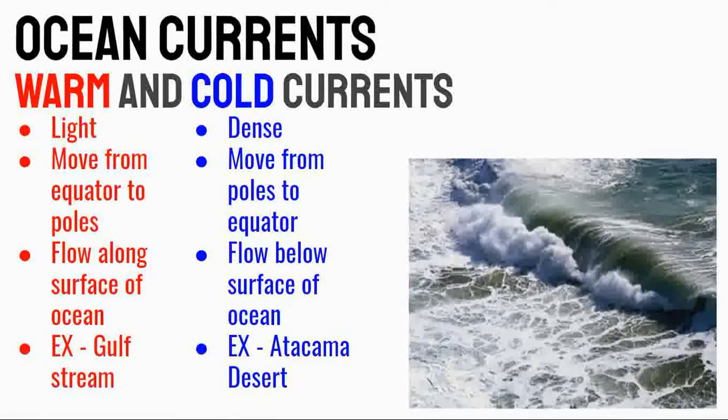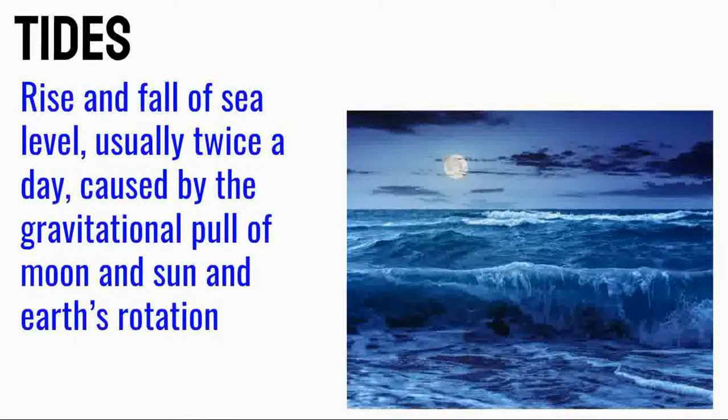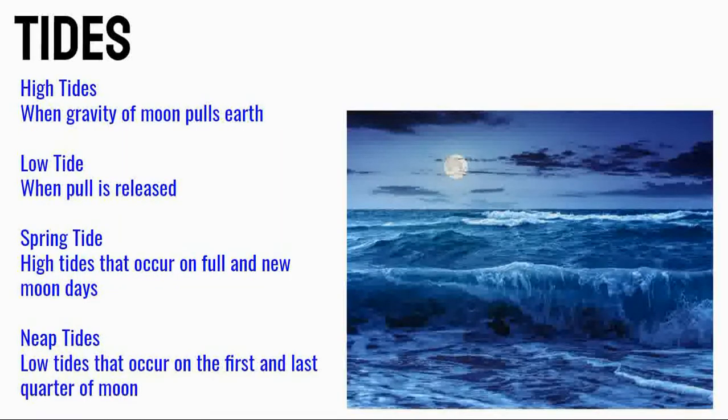Tides. Tides are the rise and fall of sea level, usually twice a day, and they're caused by the gravitational pull of the moon and sun and Earth's rotation. They happen in the day and night, as I said, twice a day. Tides can be classified into 4 types.